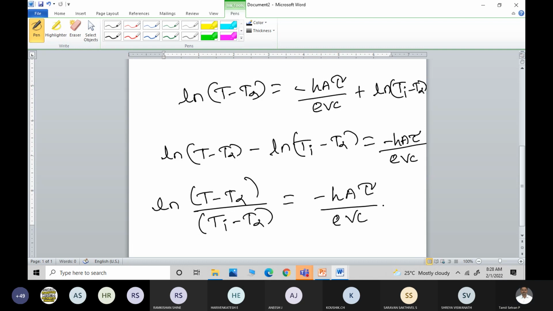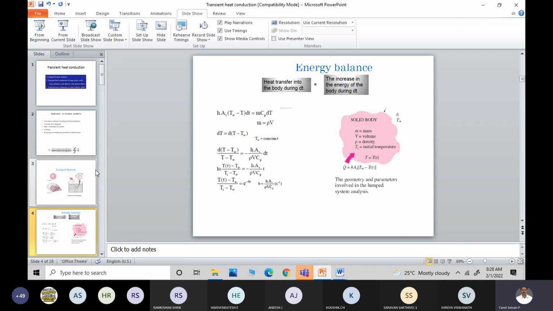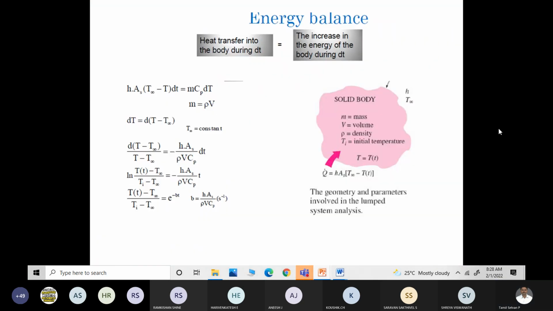Now, we can rewrite this expression as T minus T infinity divided by Ti minus T infinity equal to e power minus HA tau by rho Vc. Shall I write them like that? Yes, sir. Okay, so that is what was mentioned here.